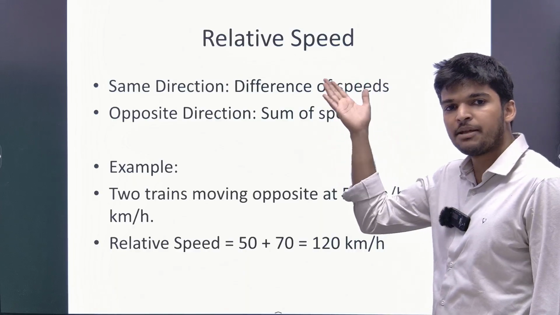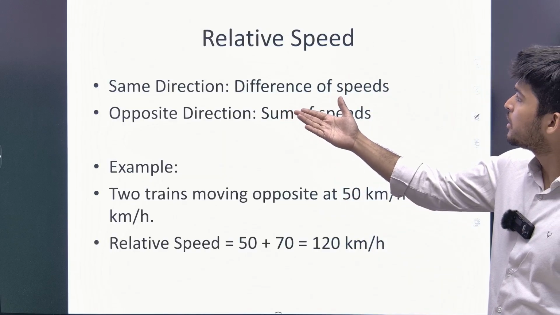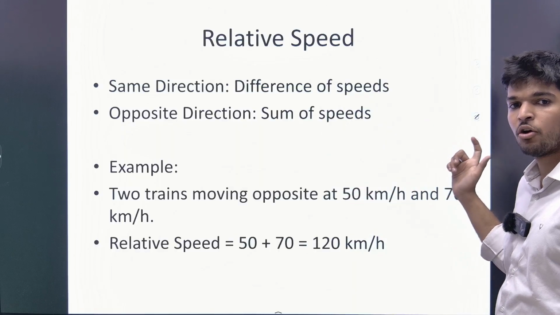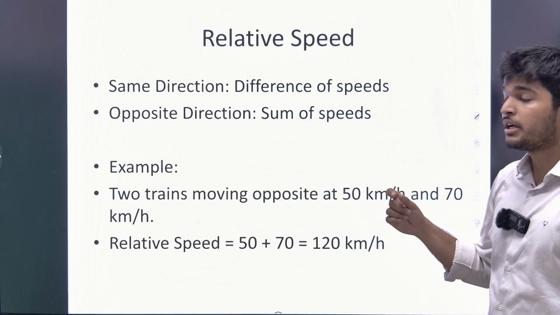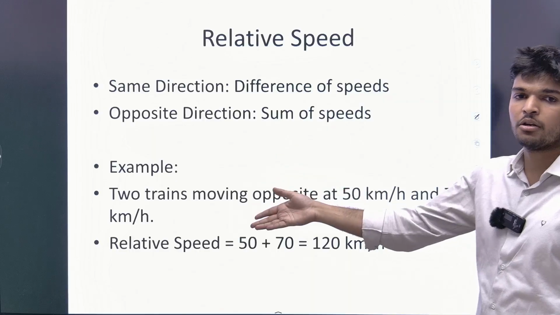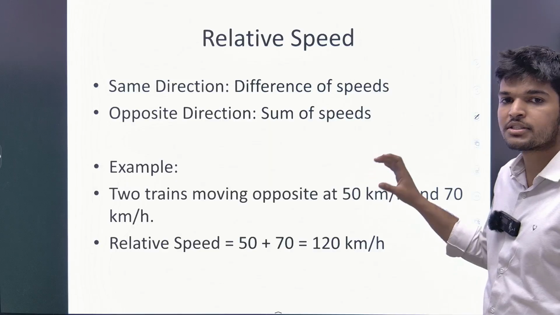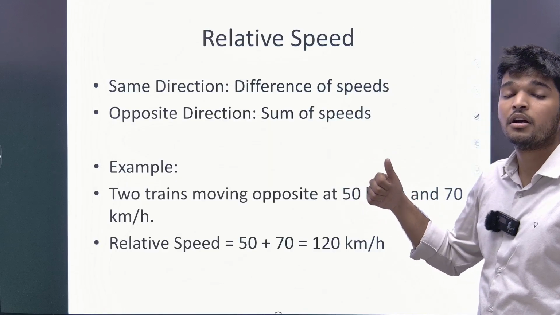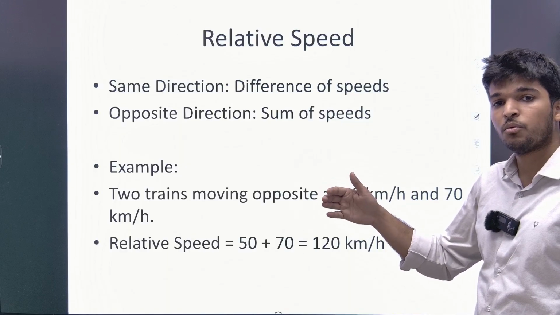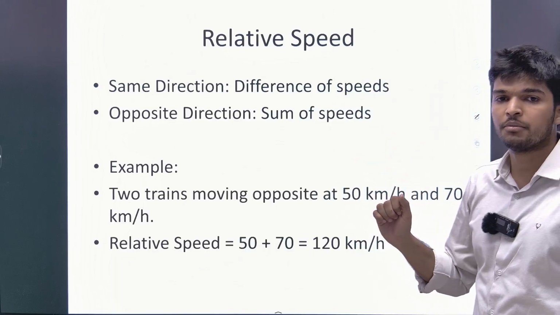Another concept of the same subtopic, relative speed, is trains moving in the same direction. For example, a train is moving in this direction and is followed by a train also moving in this direction. The speed of the train moving ahead is 40 kilometers per hour, and the speed of the train moving behind it is 60 kilometers per hour. So we'll subtract the lower speed from the speed of the train which is moving at a higher speed. So 60 minus 40 would be 20 kilometers per hour.